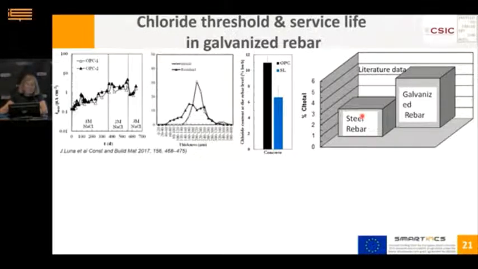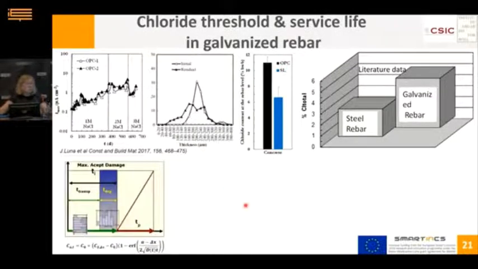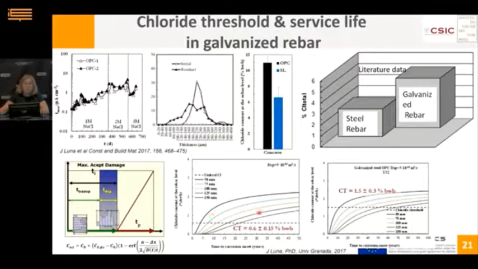From this study, once the chloride threshold is determined, it has been possible to go into the 2T diagram and, considering the transport of the aggressive agents through the coating and the chloride threshold for the galvanized steel, employ any of the models proposed by the codes to estimate the improvement in service life. And here is the case for the steel, assuming 0.6% of chloride threshold for different depths. And here is the case for galvanized reinforcement, assuming a chloride threshold of 1.5, for instance, and a clear increase in the time to initiate the corrosion of the steel rebar is observed in the presence of the protection method.